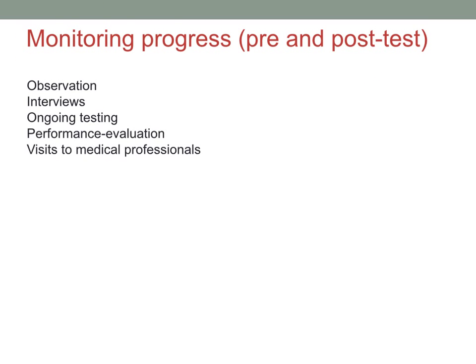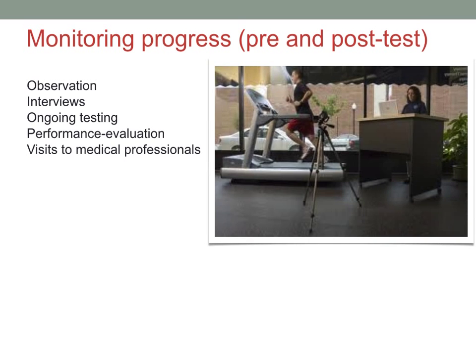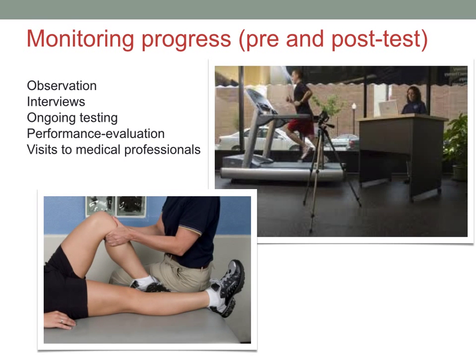Monitoring progress pre and post-test. Coaches and medical officials or practitioners can use observation to determine whether their athlete is ready to return, so they can observe their skill level and their performance. They can conduct interviews, which are very good to determine the psychological readiness of the athlete, to determine whether they're confident enough to return. They can undertake or implement ongoing testing procedures that can monitor their progress throughout the rehabilitation program. They can complete performance evaluations, and they can get the opinions of various medical professionals.